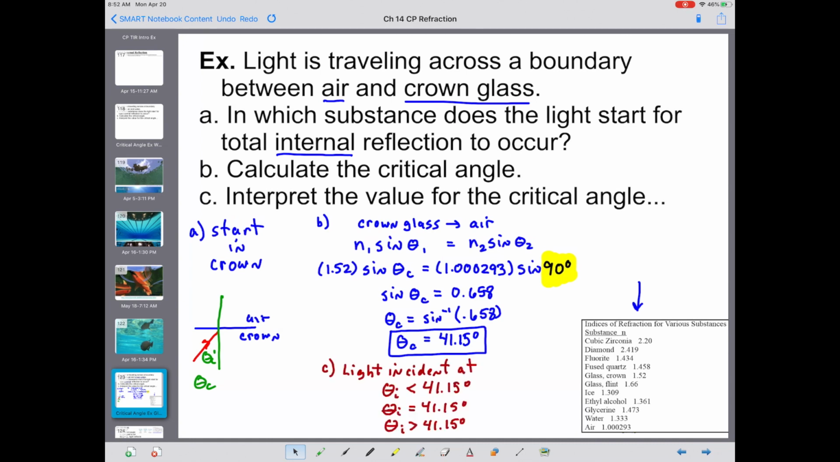In terms of interpreting that, well, we could have light traveling at less than 41.15 degrees, and then that light is just going to refract normally out into the air. When that light is incident at exactly 41.15 degrees, then it will also refract, but theta r will be that 90 degrees. And then when you are above that critical angle of 41.15 degrees, that light will totally internally reflect, and it will stay in the crown glass.